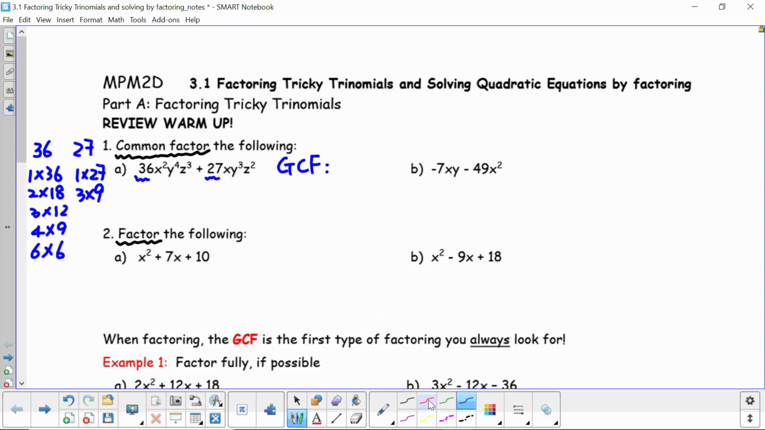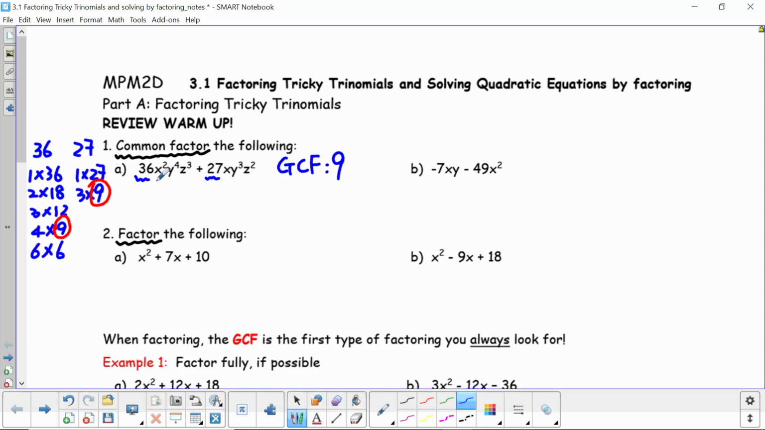Then we are going to see the common number from these two columns. So you will see 1, 27, 3, 9. 1, 3, 9. So 9 and 9, they are the greatest common number. We call this the greatest common factor of 36 and 27. So the greatest common factor is 9 from these two terms.